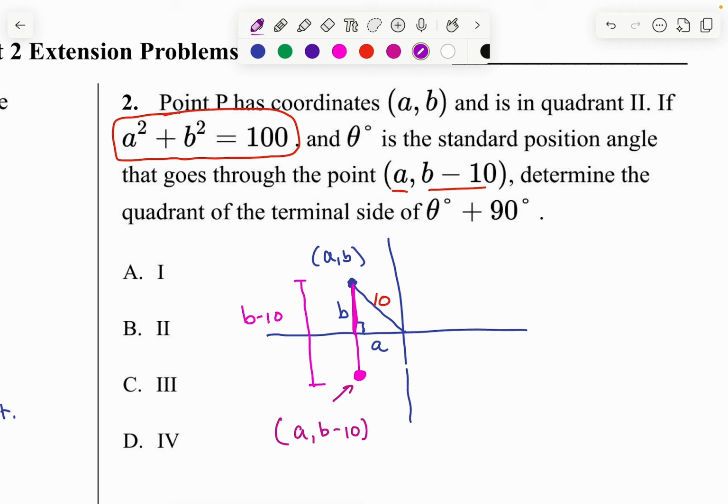And the angle they're referring to, theta degrees, is the angle that goes through that point. And if you add 90 to it, if you even just draw what 90 degrees looks like, adding 90 to it brings you this way. And that must take us to quadrant 4.